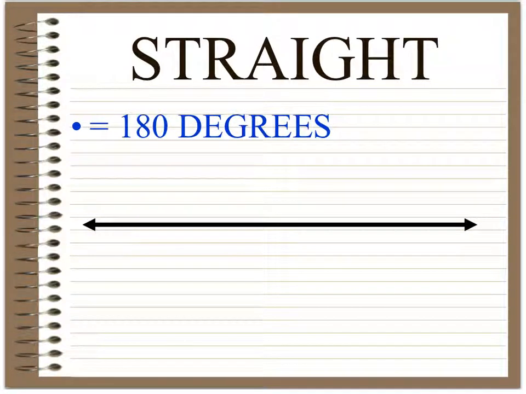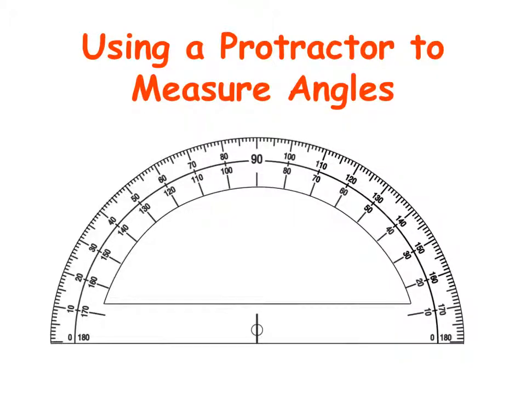And finally we have a straight angle. A straight angle is a line. Could be a segment too, depending on how you define it, and it's 180 degrees. So a straight line always equals 180 degrees. So when we measure these, it's a matter of where do we put things using the protractor.